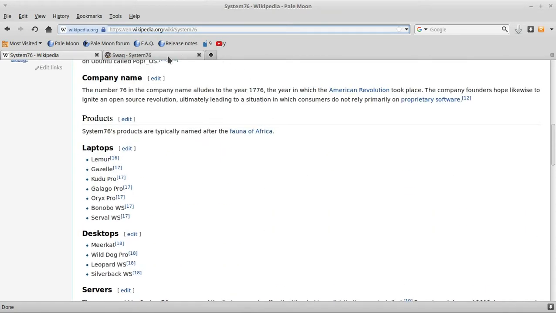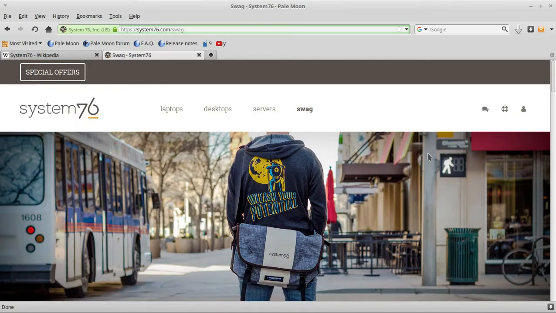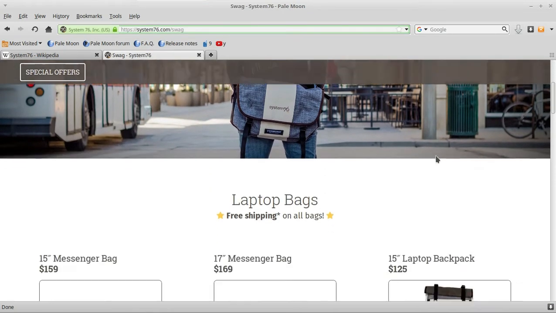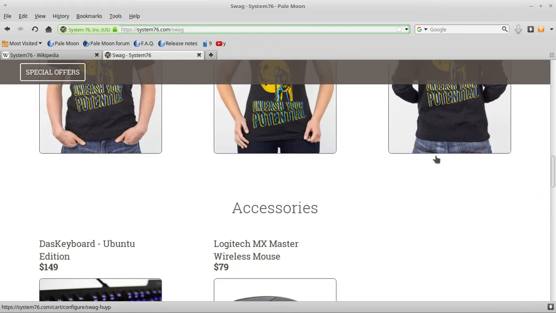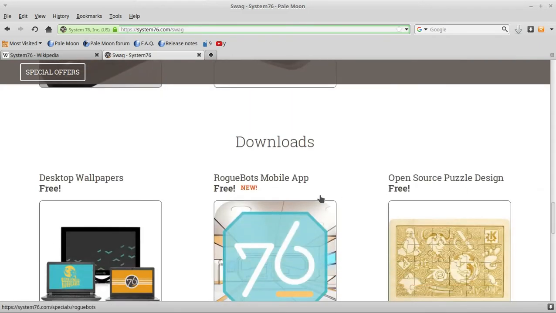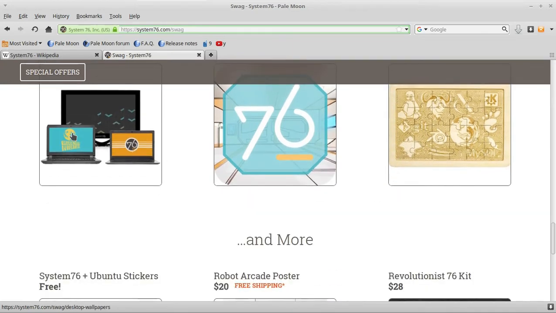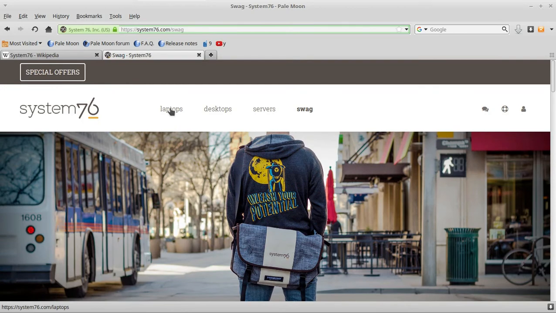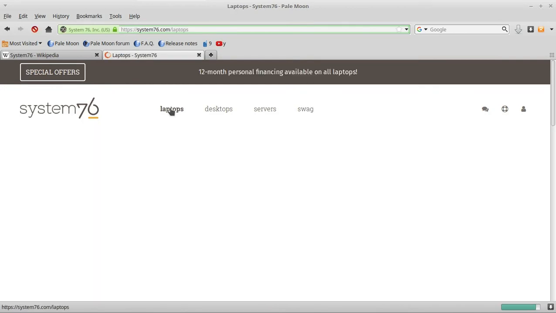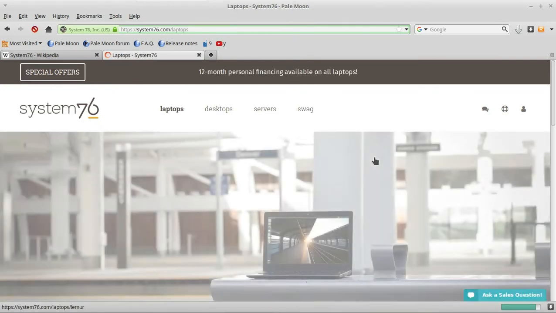All right, let's take a look at their website real quick. This is the swag that they offer, such as laptop bags, clothing, the ubiquitous t-shirts, some accessories, and some downloads, including desktop wallpapers. All right, well, that's all good. Let's go to the laptops and see what we have here.